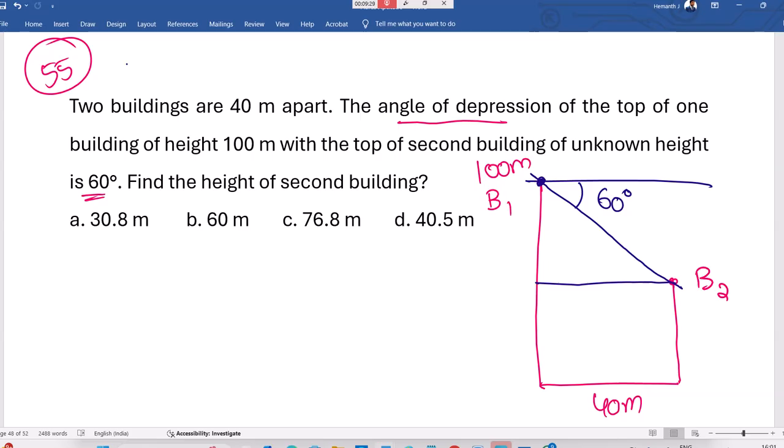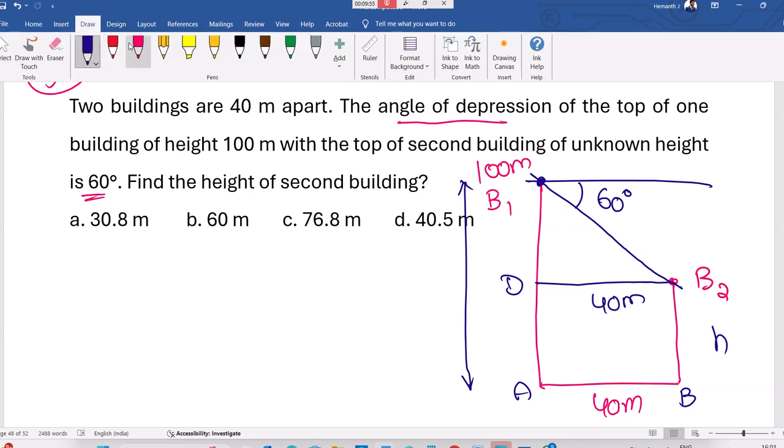Now, listen, sir, here. What is this distance? Here, let us say this is D. D to B2, what is the distance? D to B2, 40. Right. Now, listen, you want the height of building 2, H is required. Building 1 height is 100 meters. Okay. Now listen. First I will calculate the angle at B.